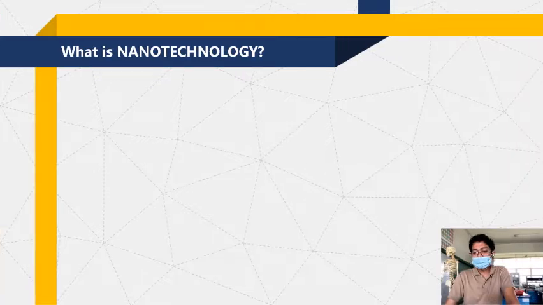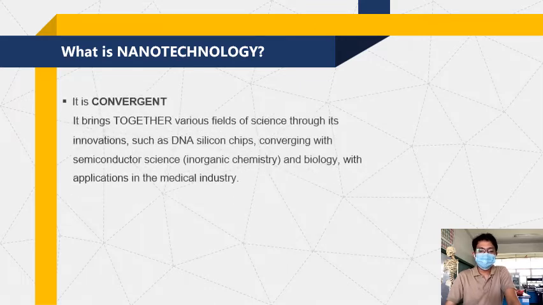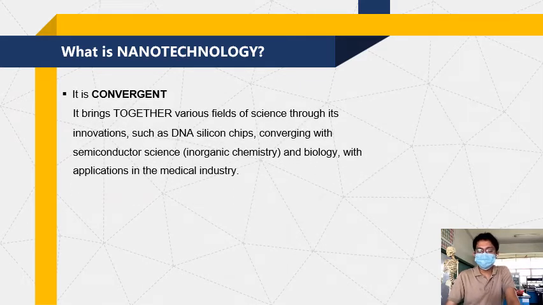So as I was saying a while ago, nanotechnology involves a lot of different fields of sciences, and that's why it's called convergent. It brings together various fields of science through its innovations. One example is DNA silicon chips. You can manipulate DNA using nanomaterial like these silicon chips. Another one is converging with semiconductor science.